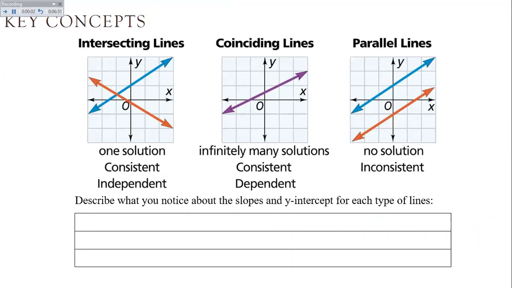All right, our key concepts here are talking about the types of solutions that we can have, okay? So the types of solutions that can come about, there are three types. We have intersecting lines, we have coinciding lines, and we have parallel lines, okay? If I have intersecting lines, what that means as far as describing my slopes and y-intercepts. So if the lines intersect, okay, that means that they have different slopes.